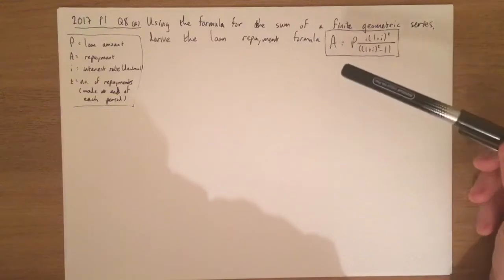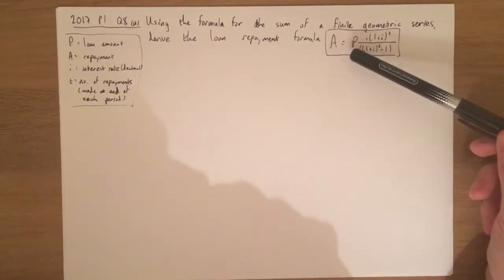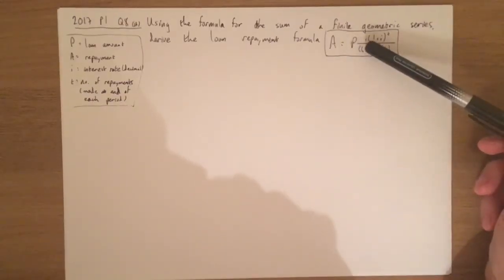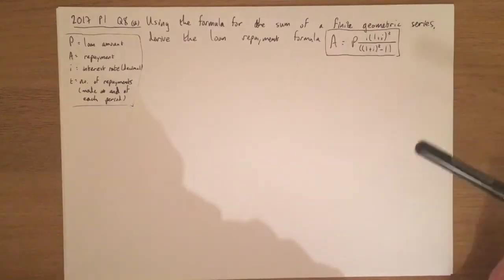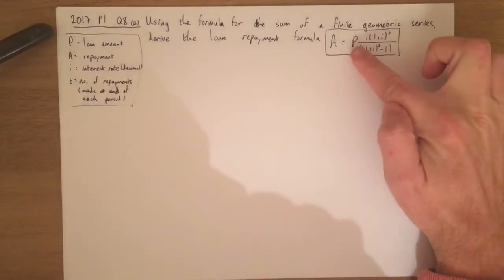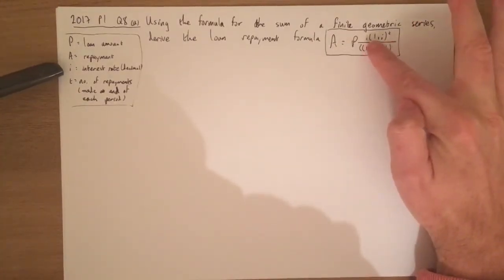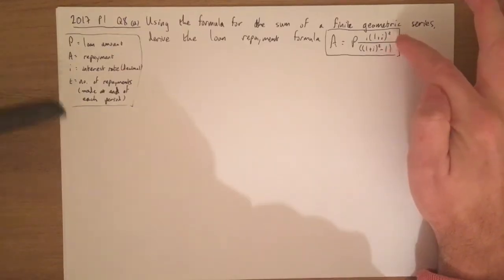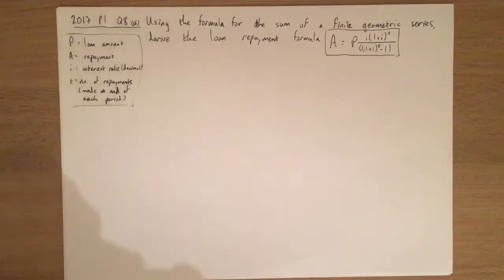So the loan repayment formula is: the loan repayment is equal to the amount you borrow multiplied by i on 1 plus i to the t over 1 plus i to the t minus 1. So P being the loan amount, A being the repayment, i being the interest rate as a decimal, and t being the number of repayments. It should specify in that question that the repayments are made at the end of each period.